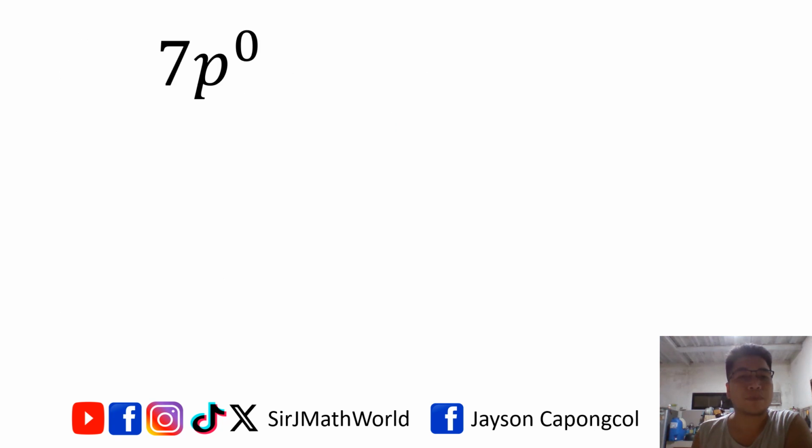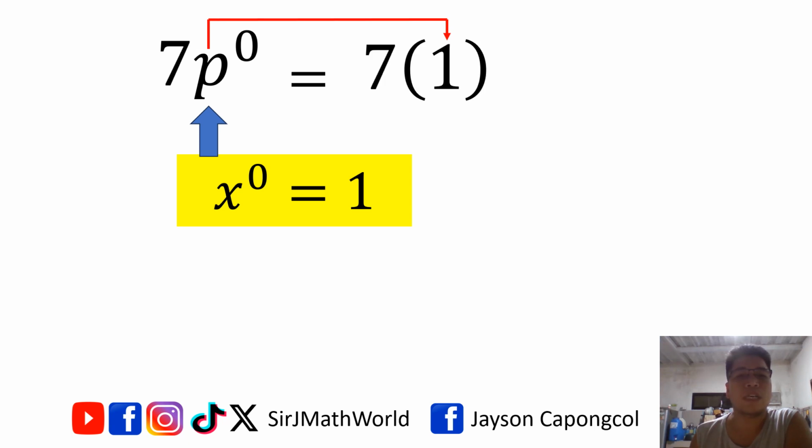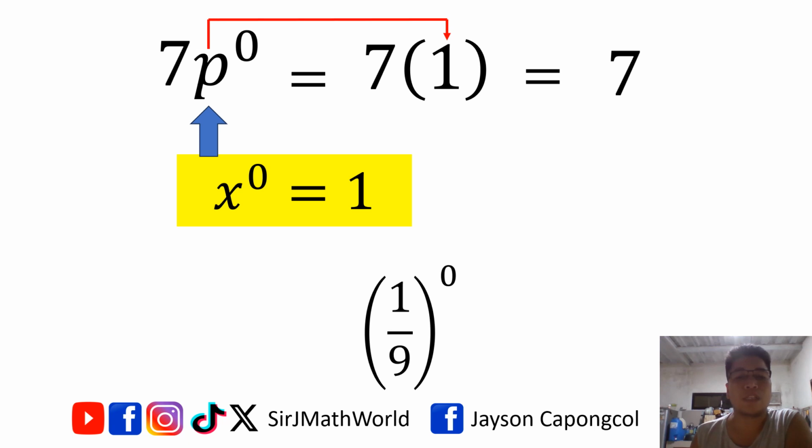Another example, we have 7 times p to the 0. Applying the property, sabi dito x to the 0 is equal to 1, or whatever the number or variable raised to the 0 is equal to 1. So, yung p to the 0 natin ay magiging 1. So, magkakaroon tayo ng 7 times 1. This will be 7.